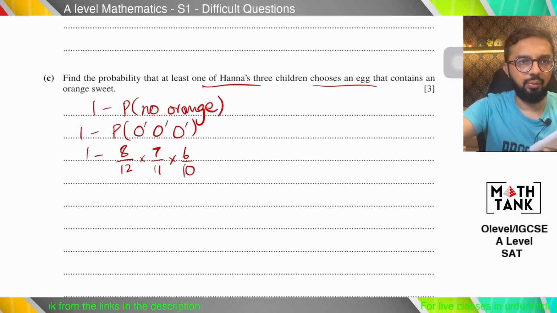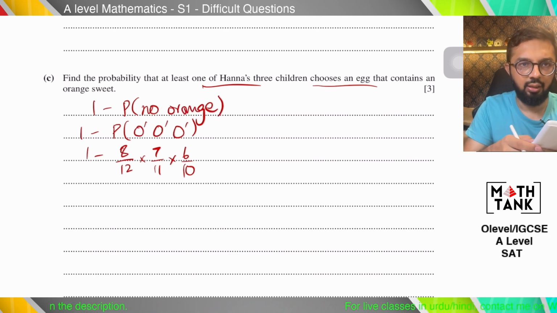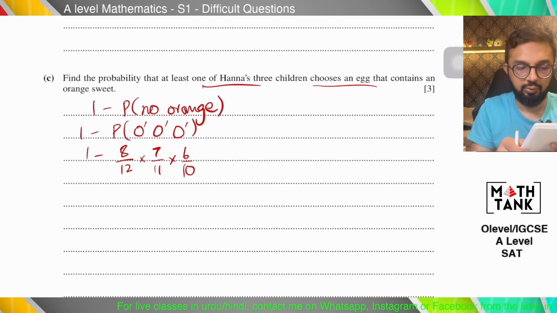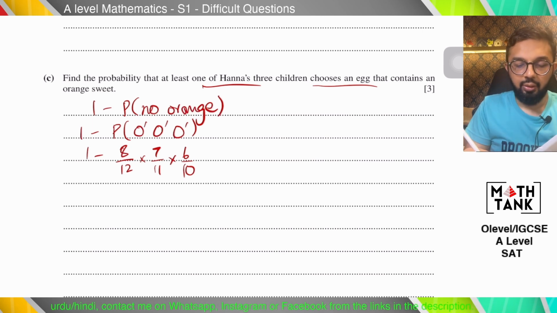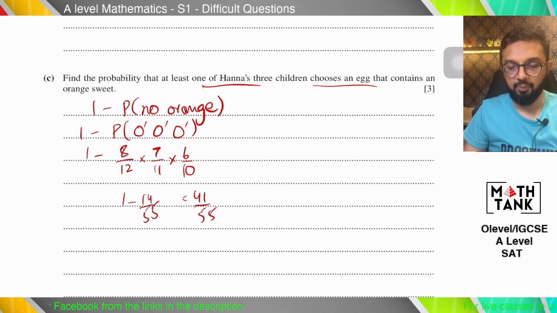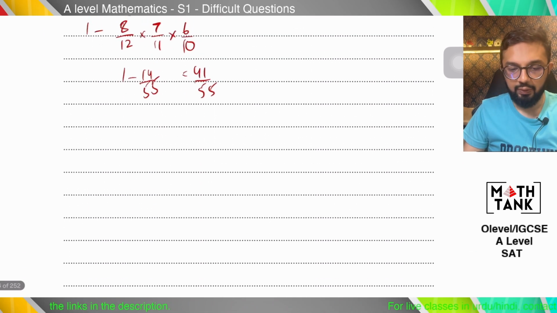This felt like a difficult question. It doesn't really have any difficulty as such. 14 over 55, 1 minus 14 over 55 gives me 41 over 55. Okay, that brings us to the end of this question.